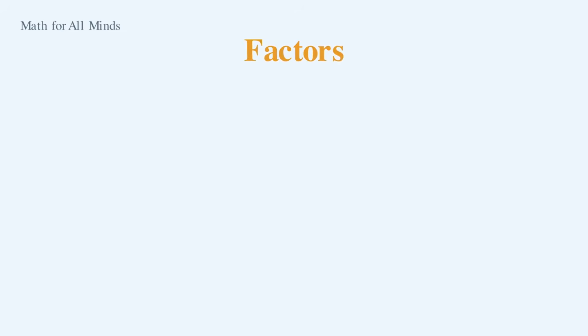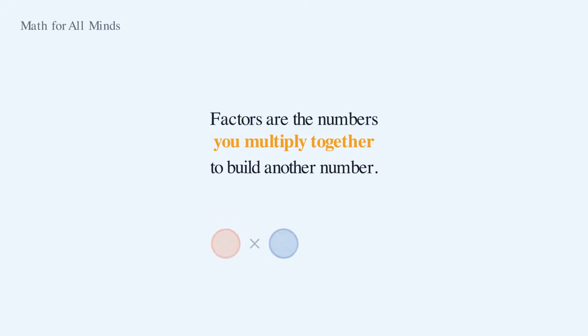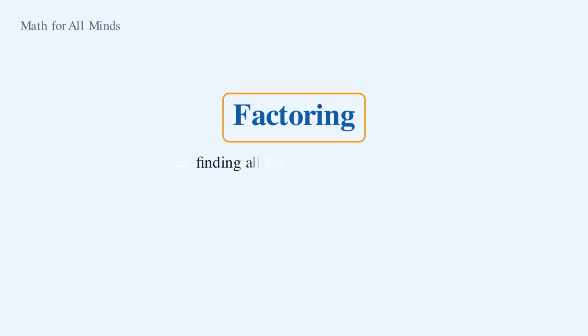Now let's shift to factors. If 72 equals 8 times 9, we say 8 and 9 are factors of 72. Factors are the numbers you multiply together to build another number. And finding all the factors of a number is called factoring.